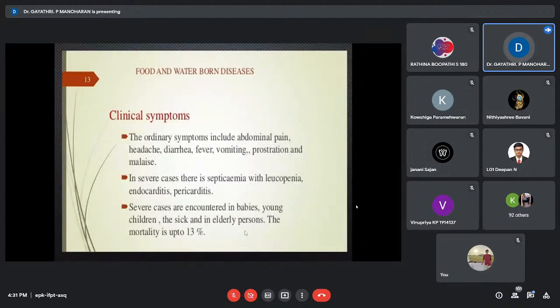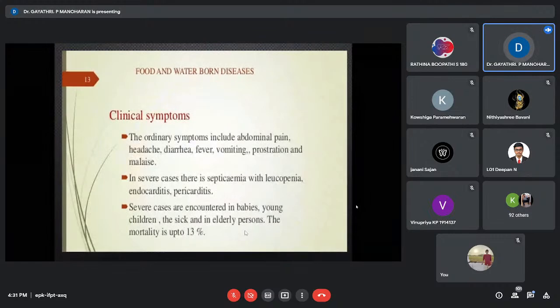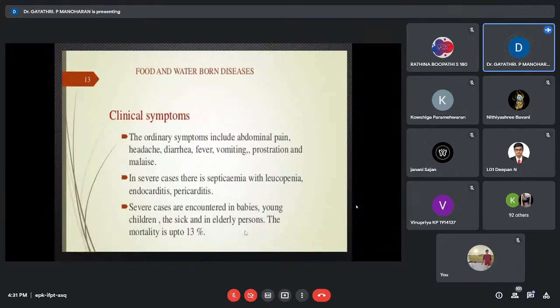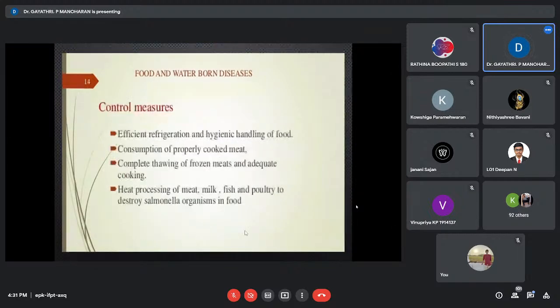And then the mortality rate. If the country is affected with salmonellosis, the percentage of mortality is around 13%. For example, if 100 people get infected, 13 may die. Okay. Then control measures. How can you control or prevent it? Efficient refrigeration and hygienic handling of food. We have to handle the food very properly to avoid this type of contamination. Consumption of properly cooked meat. Yes, we have to eat cooked meat, not half cooked or semi cooked meat.